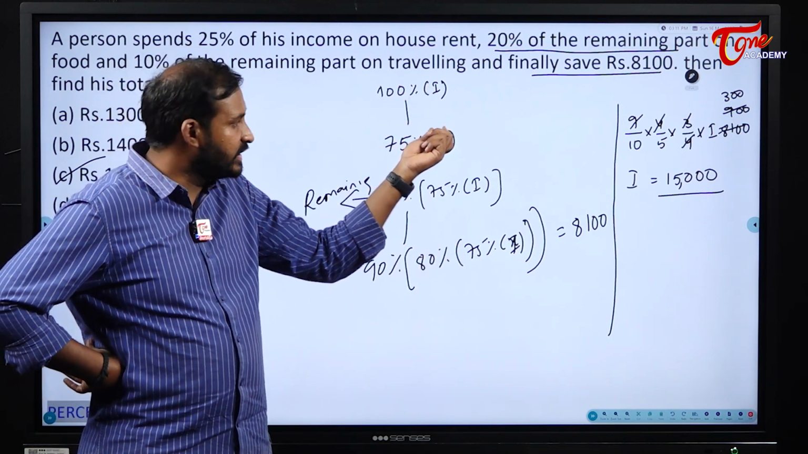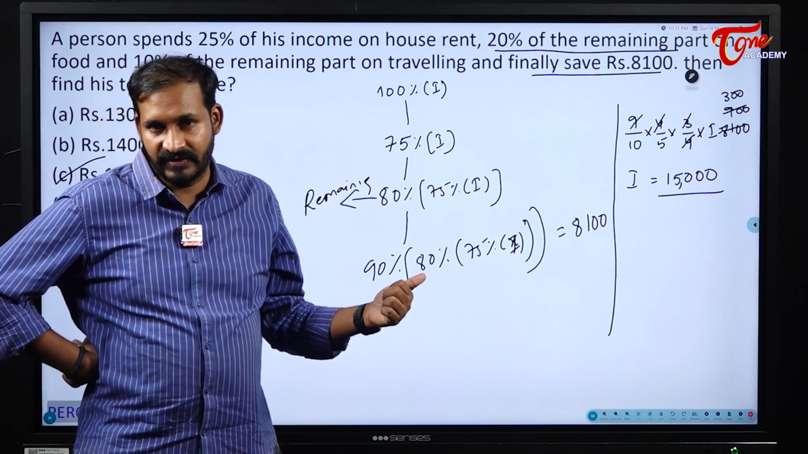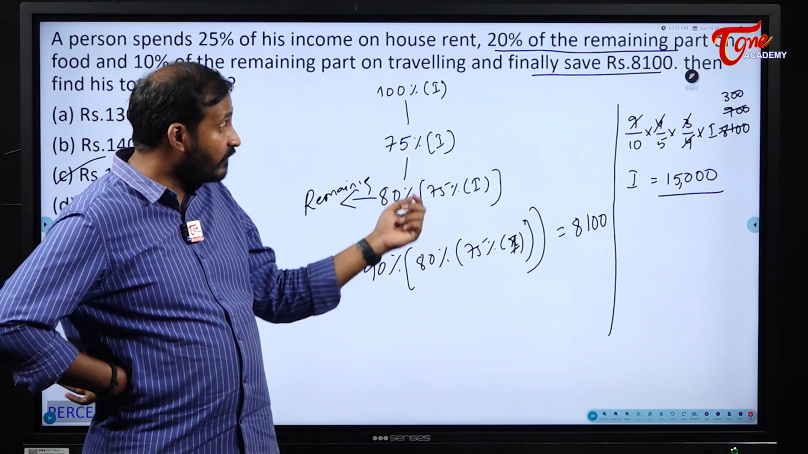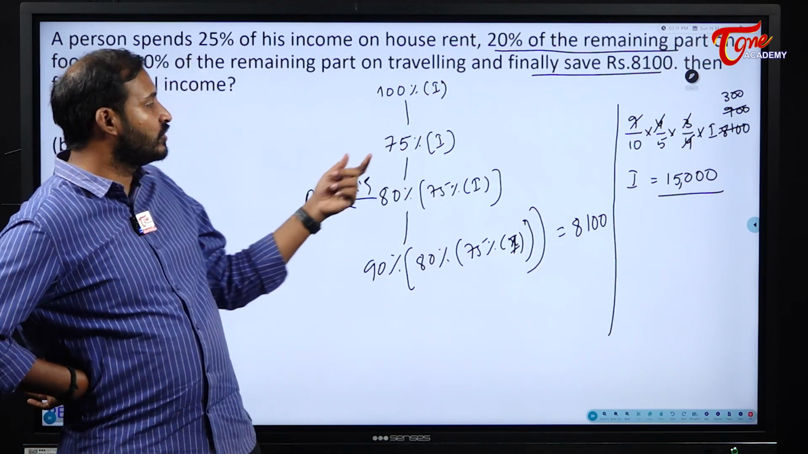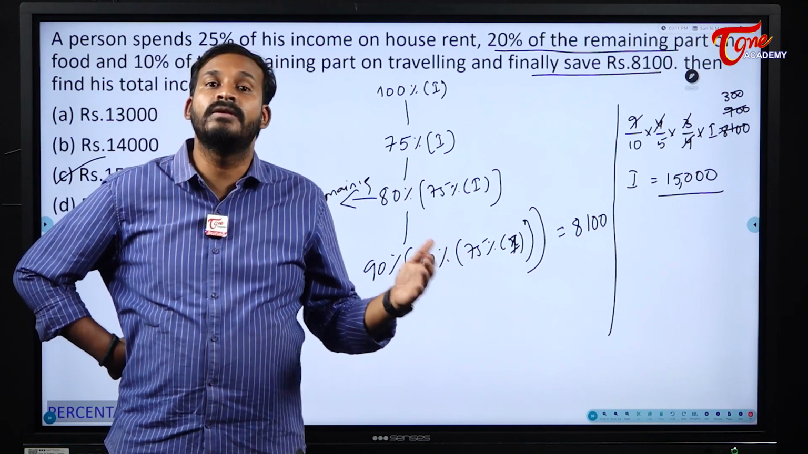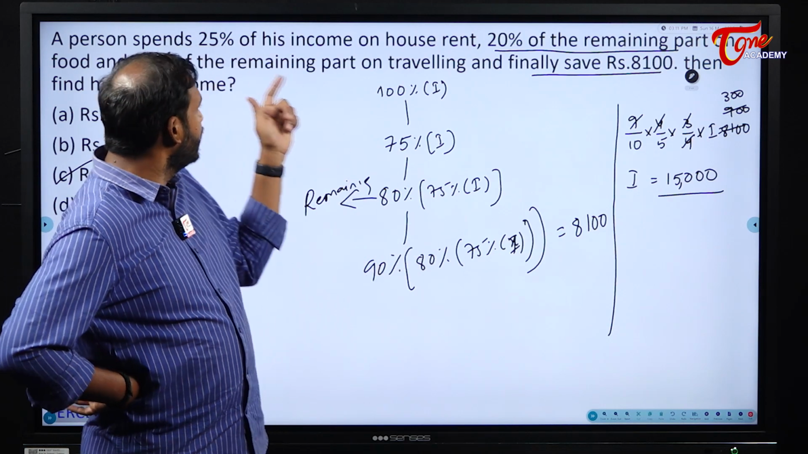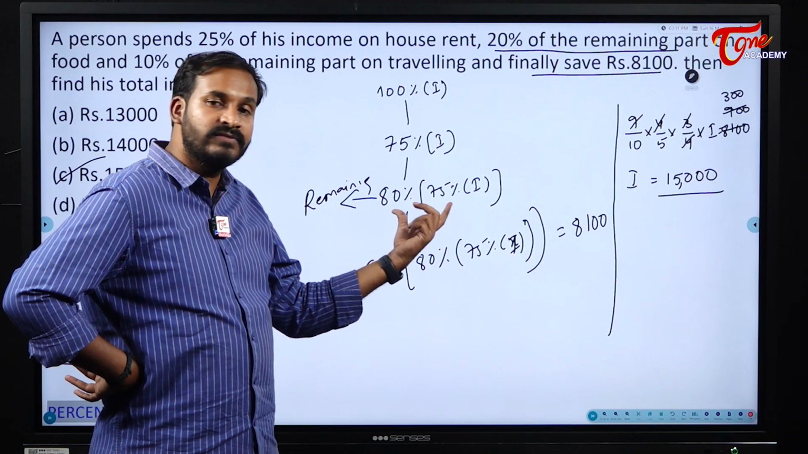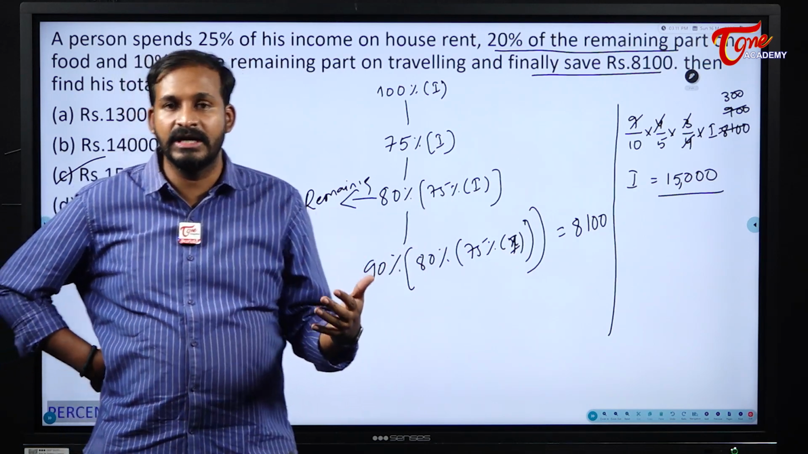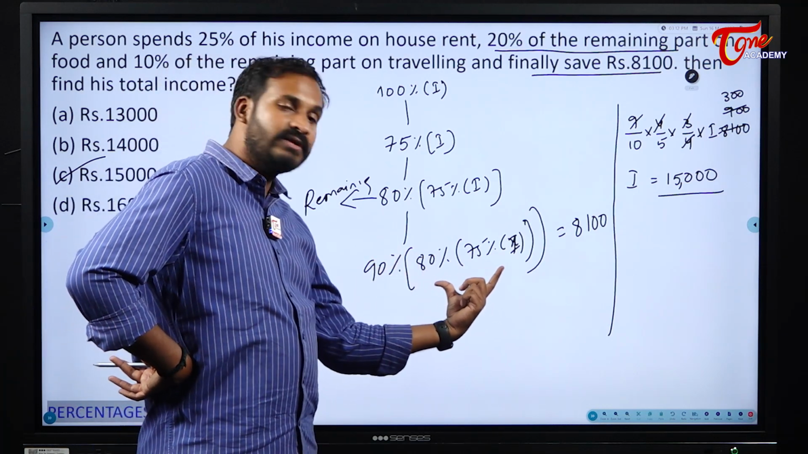Out of his 100% income, he is spending 25% on house rent. So he will be left with 75%. Good. Next, of this 75%, he is spending 20% on food. So if he spends 20%, he will be left with 80%. So 80% of that value. Good. Next, 10% of the remaining on traveling. So if he spends 10%, he will be left with 90%. So 90% of the remaining.